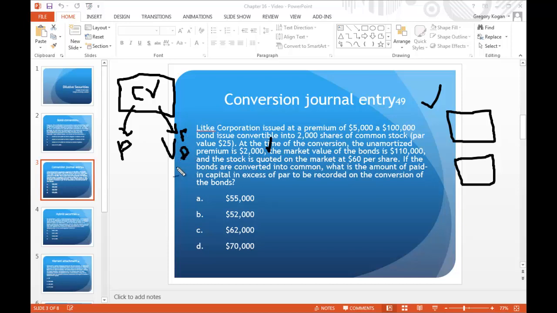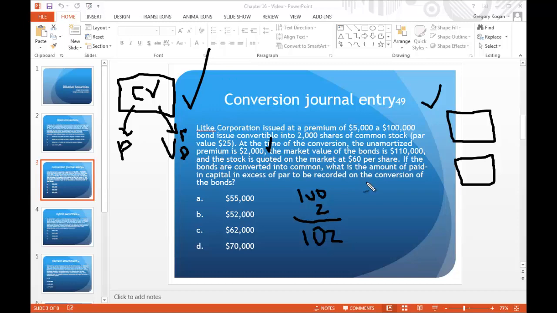So how does this translate in this problem? It tells us that there was 2,000 that was unamortized at the time of the conversion. So we know if the bond par value is 100 and 2 is unamortized at the time of conversion, then we have 102 at the time of conversion. So this whole carrying value is 102.